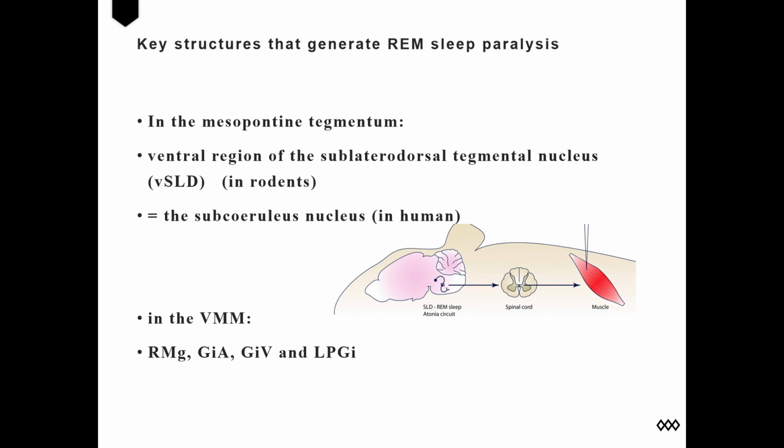Yet, what nuclei in the mesopontine tegmentum and VMM? In the mesopontine tegmentum, the key structure is the ventral region of the sublateral dorsal tegmentum nucleus, the vSLD in rodents, which is equivalent to the subcoeruleus nucleus in human. And in the VMM, the RNG, GiA, and so on promote the REM sleep paralysis.